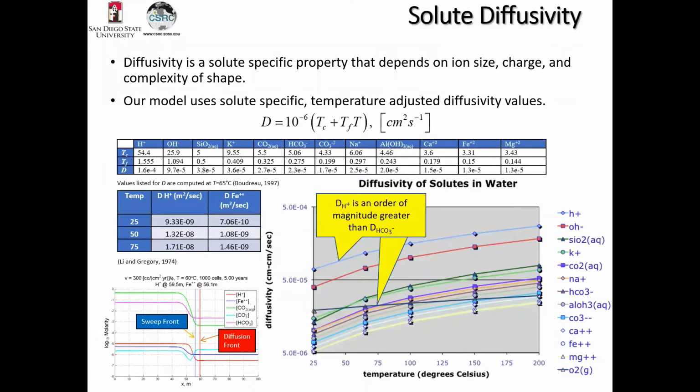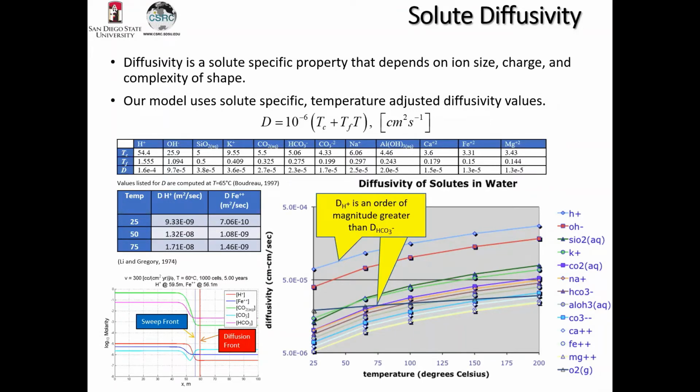Okay, so now how does our code work, or how did we model this? Well, one thing we need to model is solute diffusivity. Diffusivity is a function primarily of temperature, and this is the simple linear model we use. Our code computes solute diffusivity differently for each ion, so we don't use a constant diffusion coefficient. Our diffusion coefficient is variable and it's solute specific.